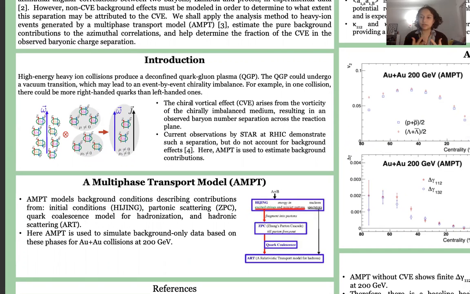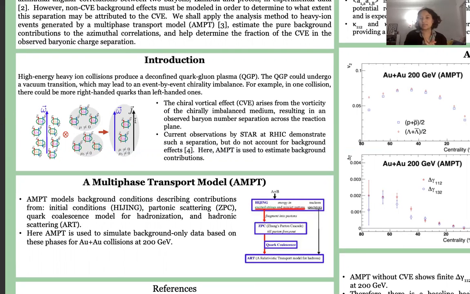One of these properties is the chiral vortical effect, also called CVE. Since the QGP created during a collision event has a chiral imbalance resulting from a vacuum transition, the plasma's net vorticity, here represented by omega, results in an observed baryon number separation across the reaction plane, also represented here by J.